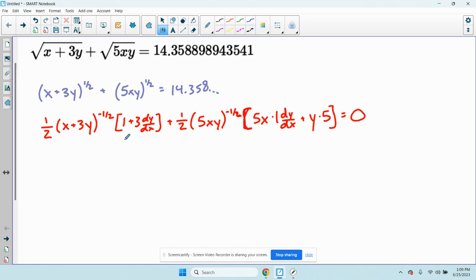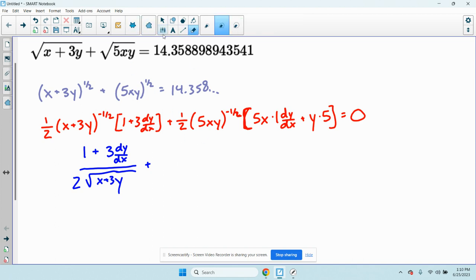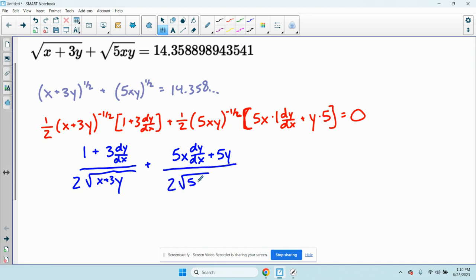So now we have, let's see here, I'm going to rewrite this thing. This is going to be (1 plus 3 dy/dx) over 2 times the square root of (x plus 3y), plus, this whole thing actually, (5x dy/dx plus 5y) over 2 square root of 5xy equals 0.